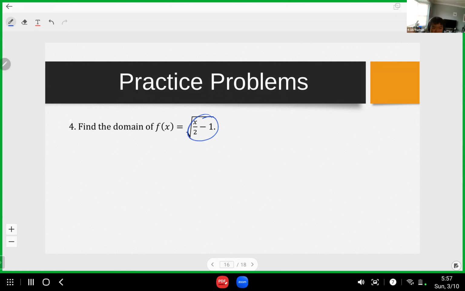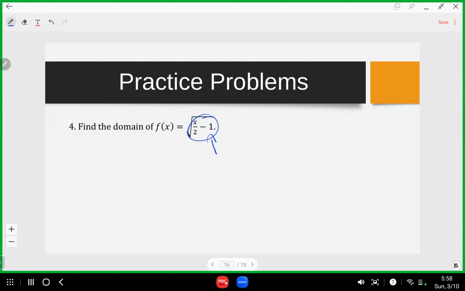To be rational, what's inside them must be a perfect square. No, wait, let me see. It can't be negative, right? Yeah, it can't be negative. Exactly. So that's a restriction, right? So when you find the domain of f of x, can you have a negative in here? Will it exist if there's a negative? No. Exactly. So that's why you cannot have a negative in here. That is the restriction.